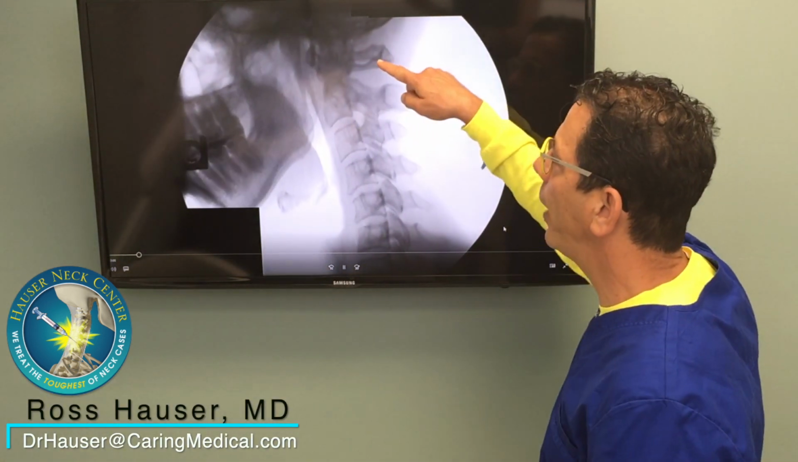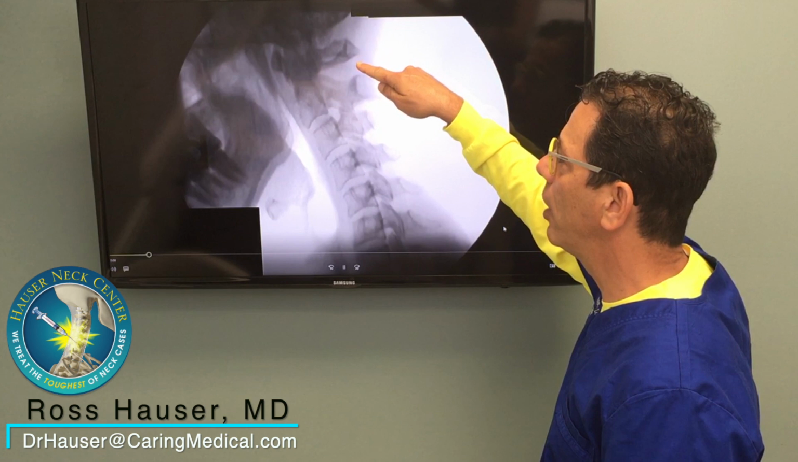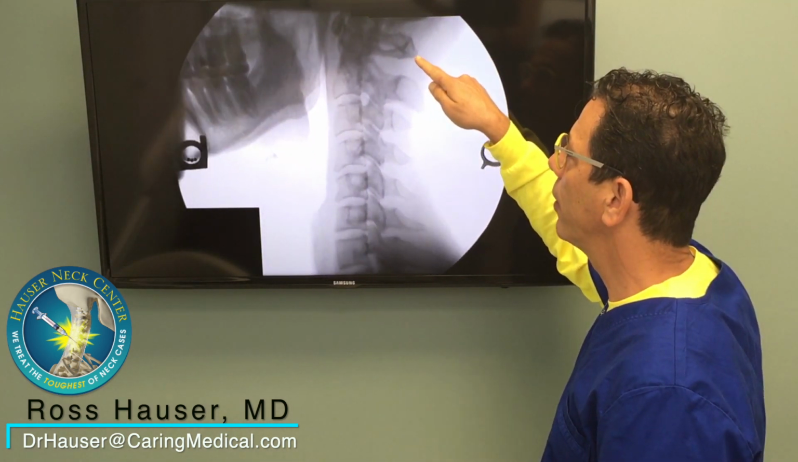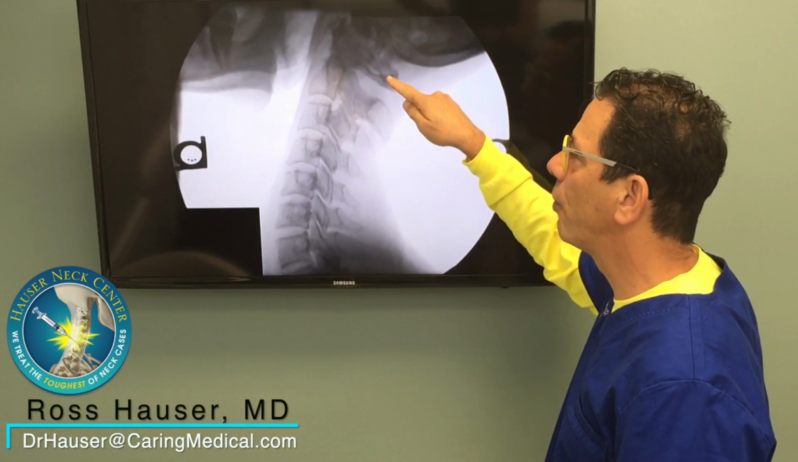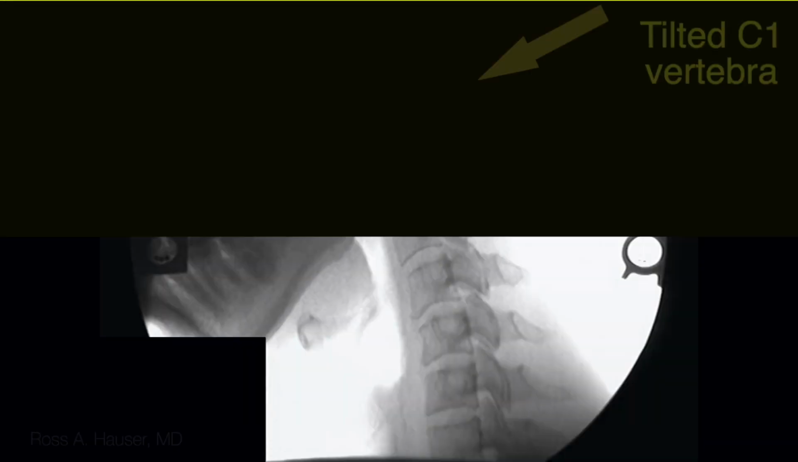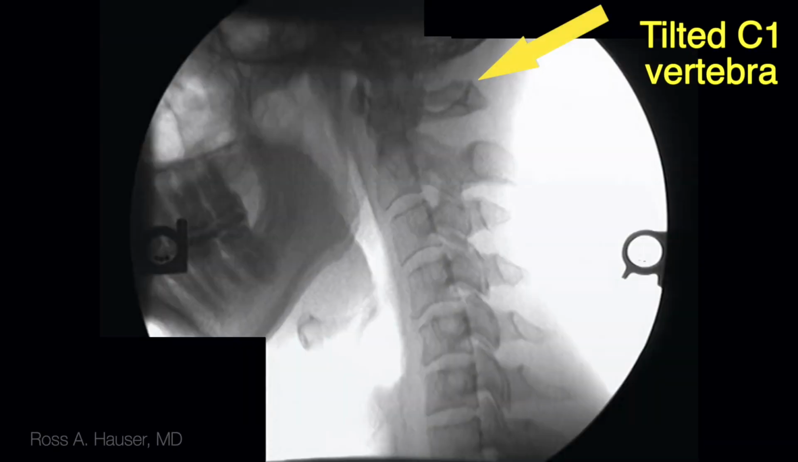What you see right away is tilting of the C1 vertebrae. Look at this, it's tilted throughout the full range of motion. And this is one of the first signs that we see that a person has upper cervical instability.